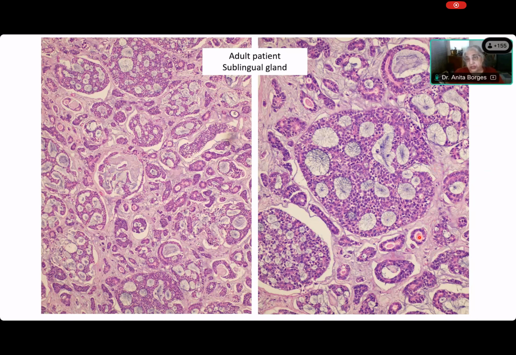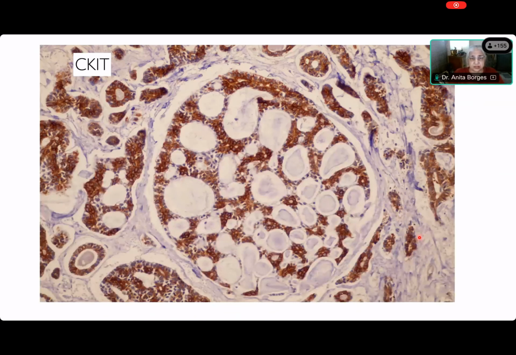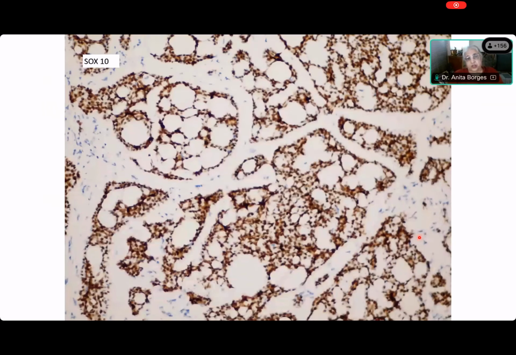Here is a beautiful example of adenoid cystic carcinomas which have large amounts of myoepithelial cells, and you see the c-kit that is expressed in all of these tumors, in the tumor cells. And here is SOX10. Now you know that SOX10 is expressed in myoepithelial cells.